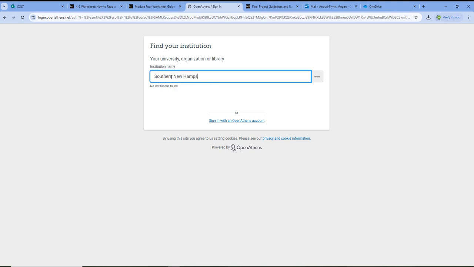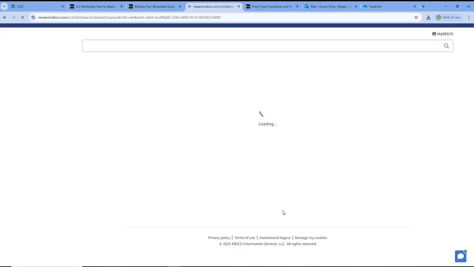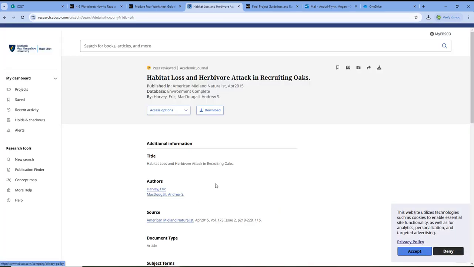New Hampshire University, and it'll let you in. Okay, so once you get through that part of it, it'll open up that particular article. Okay, so here is the article.